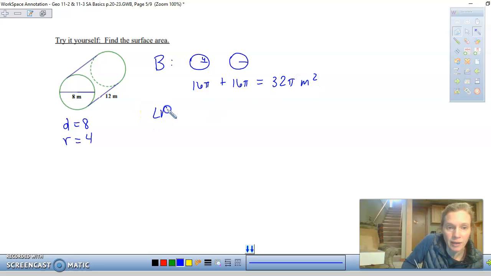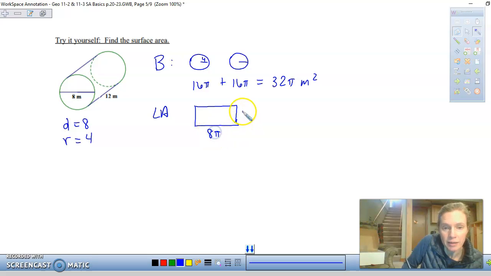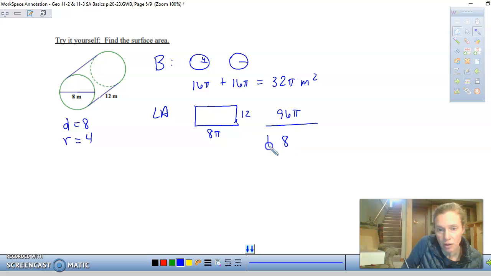The lateral area, again, pi times diameter would be 8 pi times the 12. You can use a calculator, that's 96 pi. So you get a grand total here of 128 pi meters squared.